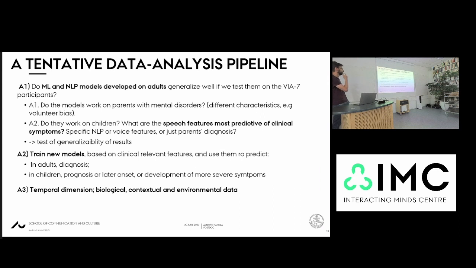And then we could think about training new models based on clinically relevant features, or theoretically based. We can try to develop new models specifically on this corpus, and to test them, for example, in adults to predict diagnosis, or in the children to predict the prognosis, or, for example, later onset or development of more severe symptoms, having longitudinal data.